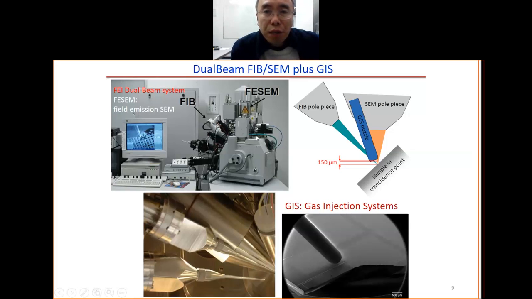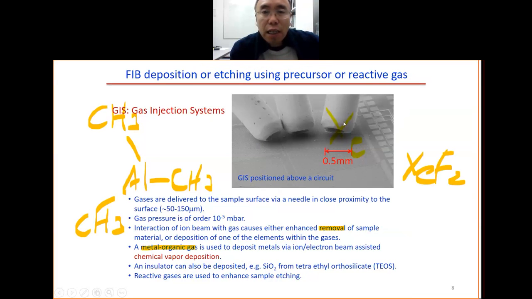Dual beam means we have both an electron beam, like SEM, and also an ion beam. Again, this is the electron beam, and this is the ion beam. And those things here are the gas injection system. As you see, this is the gas injection system, and this is also a gas injection system.